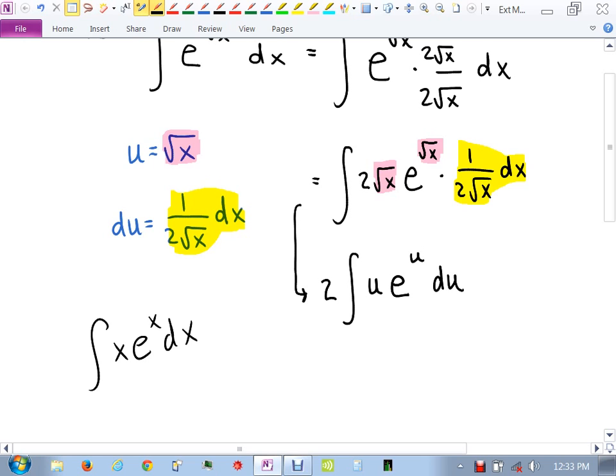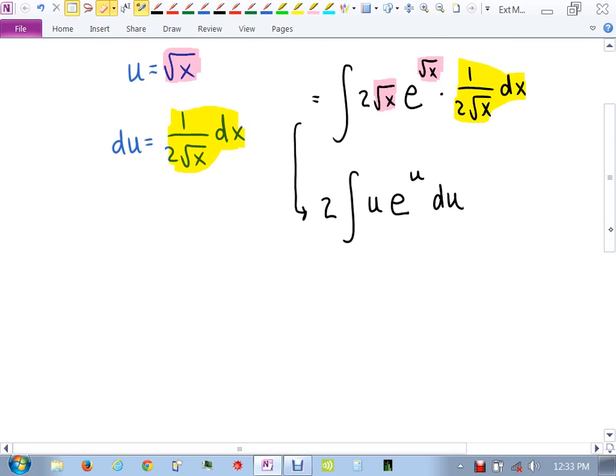Y'all there? Okay, now I'm going to have to do it. I want to finish this out. So now I'm focusing my attention on this integral. Just remember that my final answer is going to have a 2 in front of it.